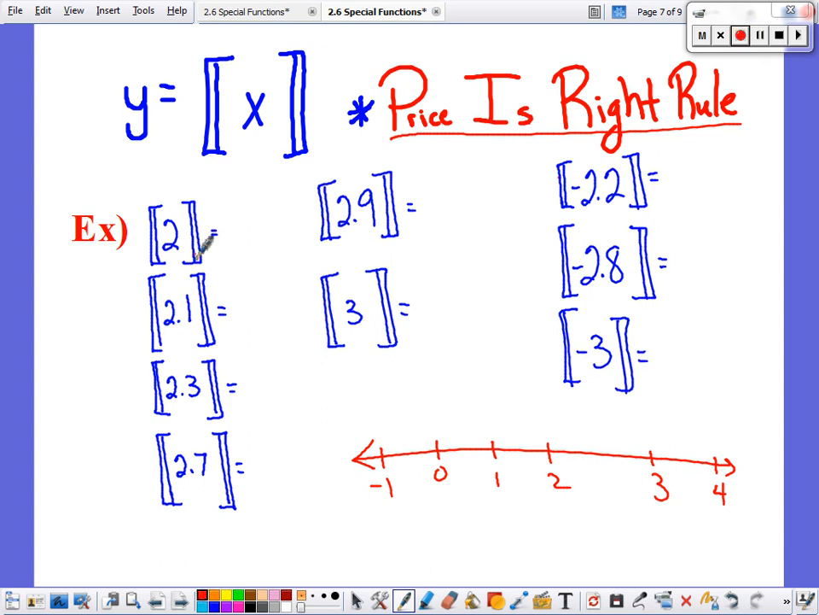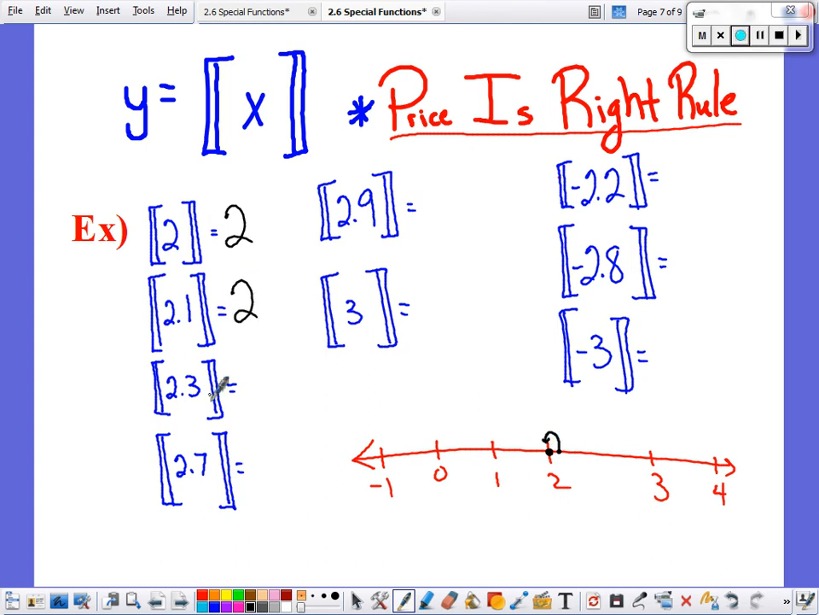So the 2, let's go ahead and plot 2. I'm going to do that in black, and I put 2 right there. What is the closest integer to 2 without going over? Well, 2 is right on top of 2, so that's the closest integer without going over. How about 2.1? Now 2.1 is right here. I want to know what the closest integer is without going to the right. Well, if I go to the right, I go to 3. I can't go that way. I got to go back to the left. What's the closest integer? Well, 2 is.